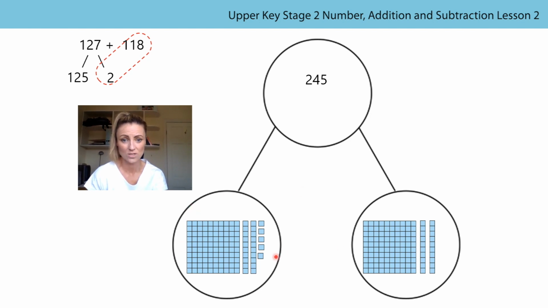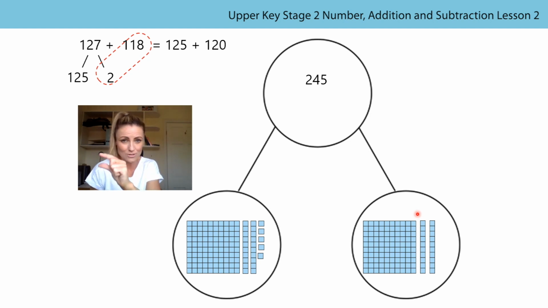Have a look at our part hole diagram. What do I have here? I have 125, which was here in our partitioned section of 127. What do I have here? I no longer have 118 because my 2 moved across and therefore it's 120. So our calculation now, our 2 addends are 125 add 120.